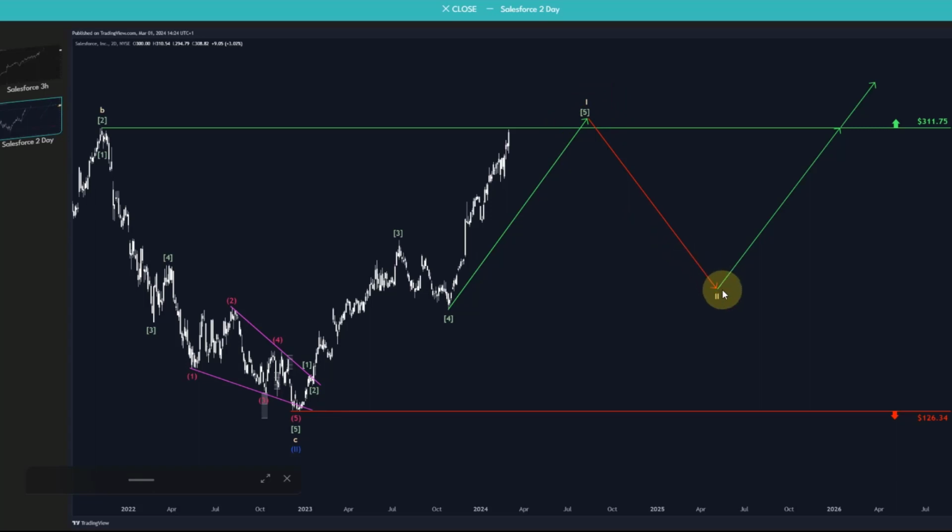Then we should get a wave 2 pullback and then a third wave of a third wave rally, which should be a very bullish advance. Now you see here at the moment that we are getting close to the completion of wave 5 of 1. And we are also approaching a previous resistance level, which is this B wave high from the unfolding blue wave 2. And this top is at $311.75. We're currently approaching that area.